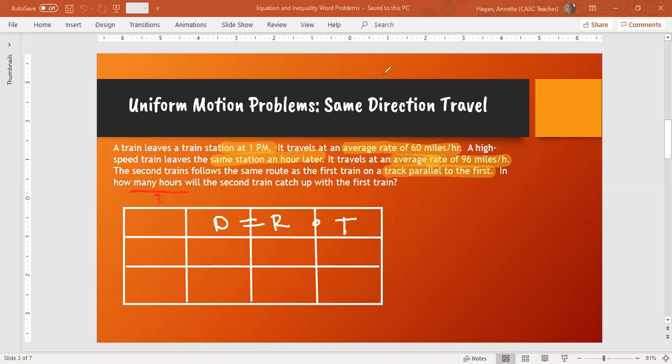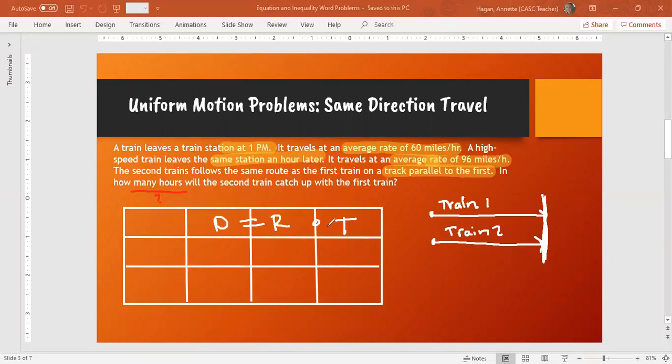So I always draw a picture when I'm doing these, okay? I have my train station, and I have train one. Train one is chugging along, and then the high speed train comes along and it's chugging along much faster. So it gets to the same point, it's going to catch up with train one. So train two is going to catch up with train one.